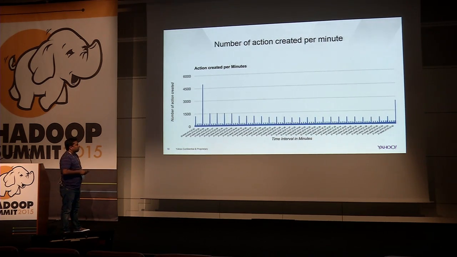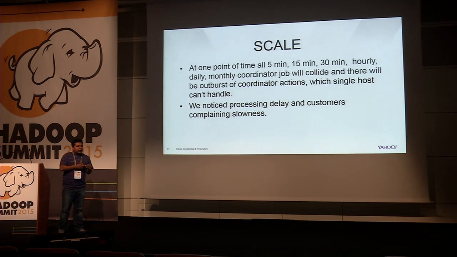If you look at the same distribution over a minute, you'll see at one point of time it's very high, and at another point of time it's almost zero. Then we have some good numbers, but then it's zero, then good numbers, something like that. And why does this happen? This happens, as we talked, because there are multiple coordinator jobs running at different frequencies. At one point of time, they all collide at the same time, and we have an outburst of coord actions getting created, which a single host can't handle. We have noticed a processing delay, and then customers complain about the slowness.